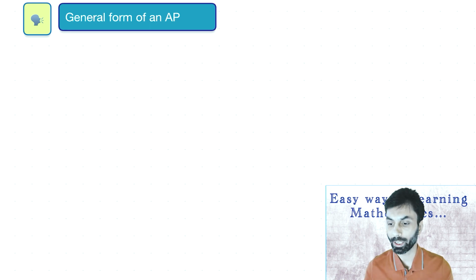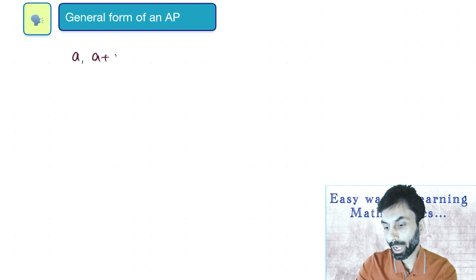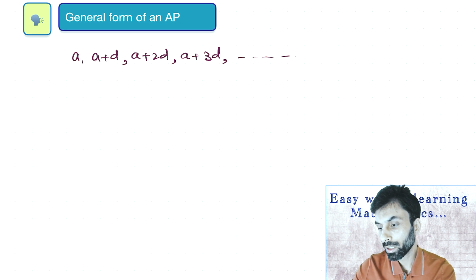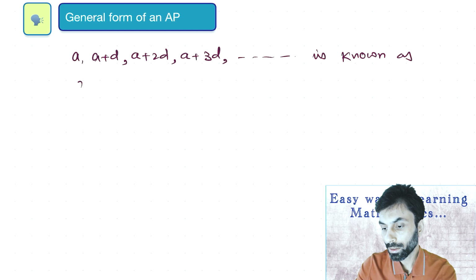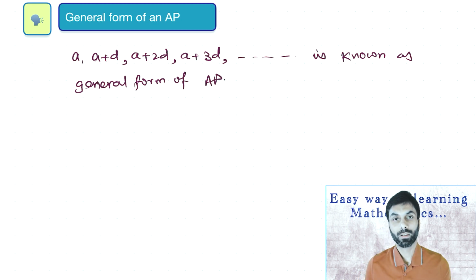general sequence of AP, or we can say the general form of AP. So a, a plus d, a plus 2d, a plus 3d, and so on is known as the general form of AP. This is the general sequence which we'll be taking whenever we have to assume a sequence of an AP.